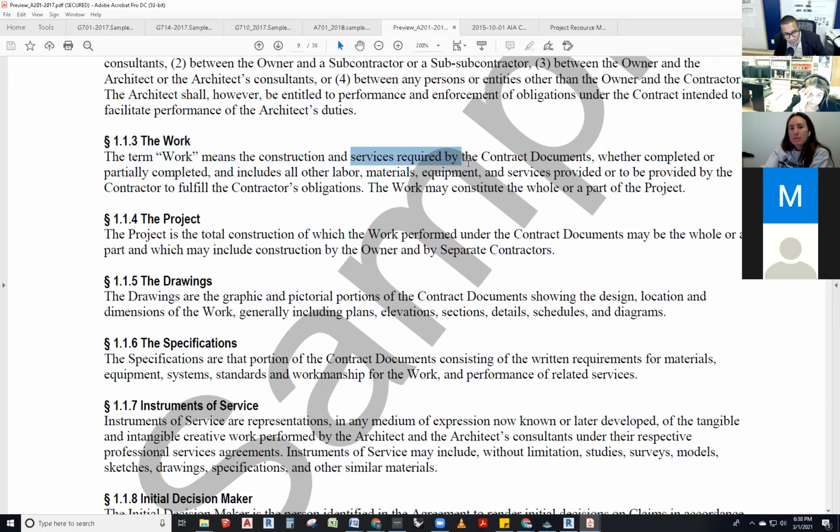Again, services required by the contract documents. So the answer then, that was a trick question. The answer should be, is it in the contract documents? Because it may be not only a construction, but also a service. You know, it may be vacuuming the whole building after completion. That's actually a service, not even a work, you know.